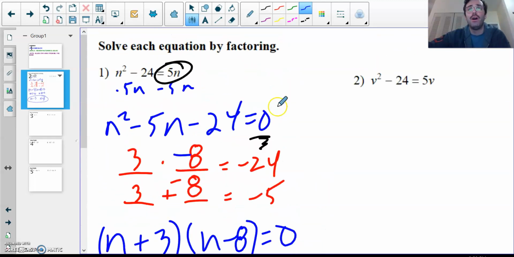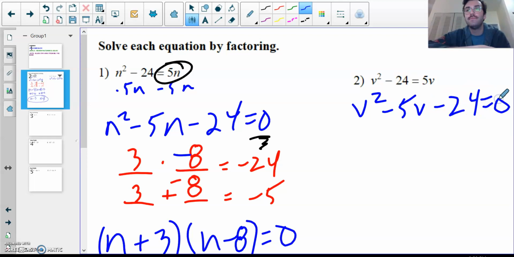I'm going to have you pause this video. First thing, before you even pause it, I want to make sure that minus 5v is on the other side. Let's make this negative and make this positive 5v.